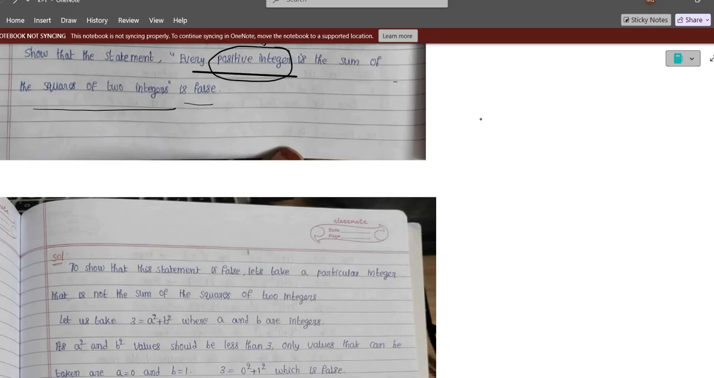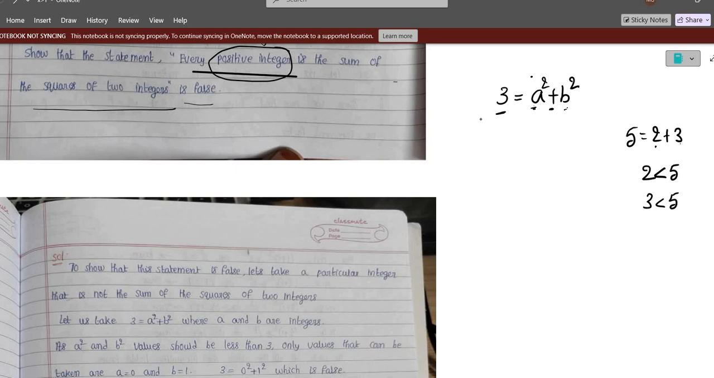Here, positive integer, for this one I am taking 3, as a sum of squares of two integers. So observe, a square plus b square, sum of squares of two integers, and automatically a and b are integers only. So a square and b square values should be less than 3. Observe, one example I am going to give: 5 equals 2 plus 3. That means 2 is less than 5, 3 is also less than 5.